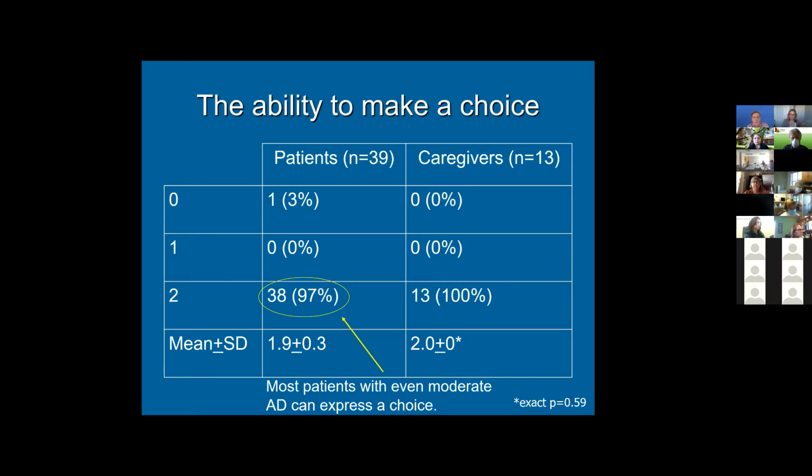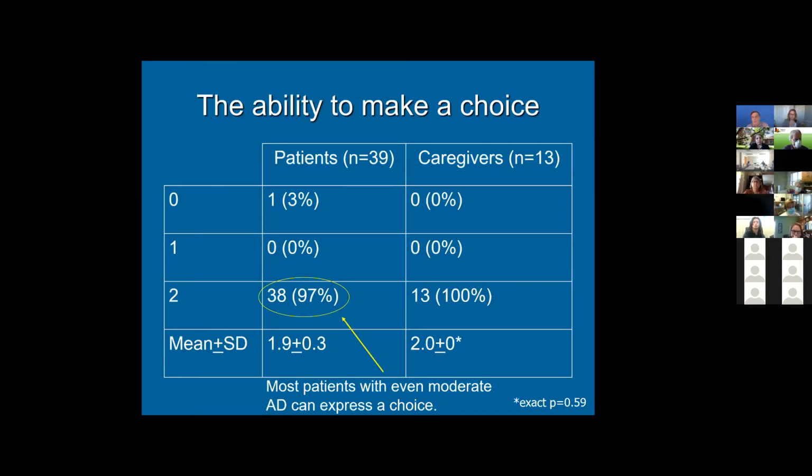This is a study we did of 39 patients with mild to severe stage dementia, and, just for comparison, 13 caregivers who were cognitively unimpaired and busy taking care of these patients. Without getting into gross detail, we measured whether the person can express a choice when we gave them a decision to make. What you can see here is that all of them could give you a decision. They could express a choice.